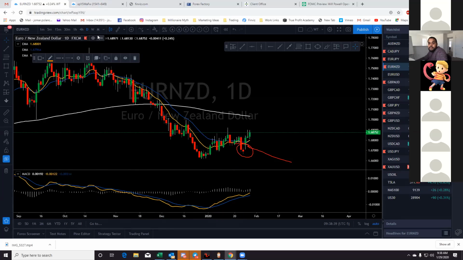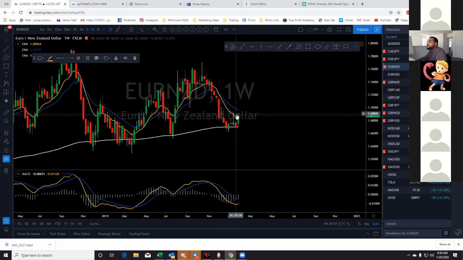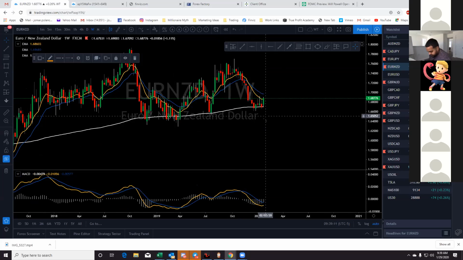Conrad, one more thing from a daily perspective. Let me see the weekly real quick. Look at the weekly, though. You got that big engulfing, too. See this candle right here on the weekly? If by Friday this engulfs and closes all the way over here, then bye-bye short. From the weekly perspective, look where the 200 EMA is sitting now.